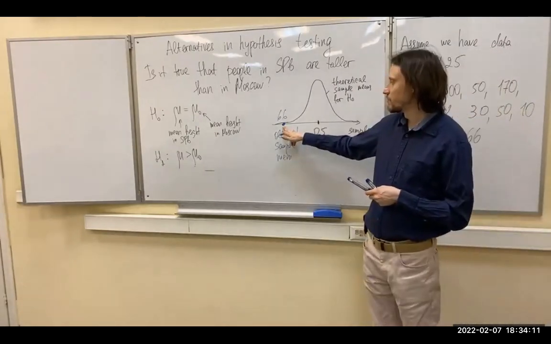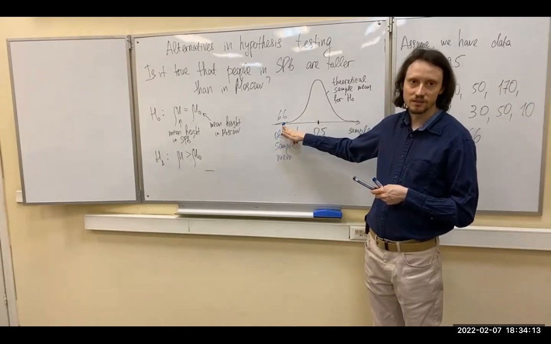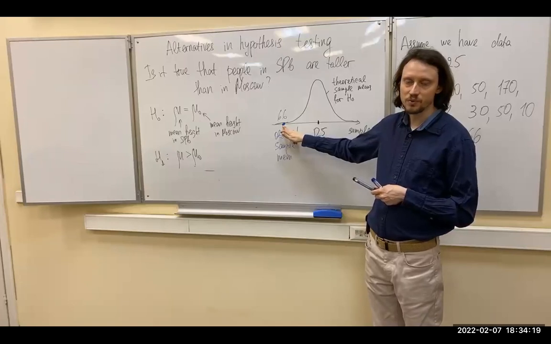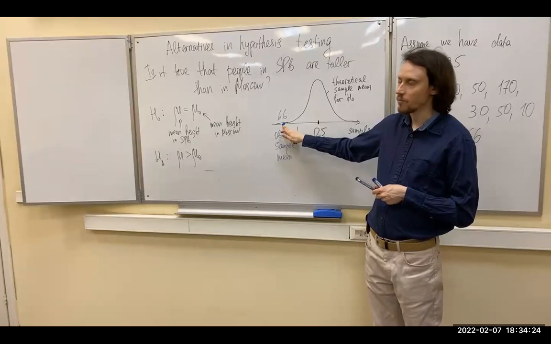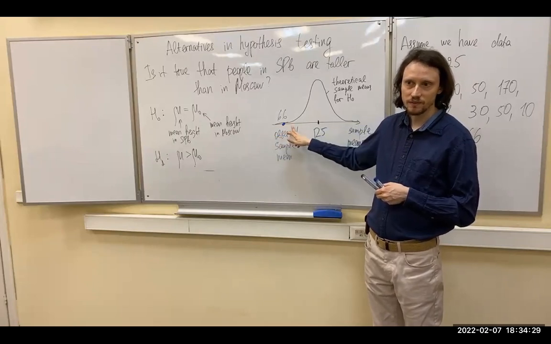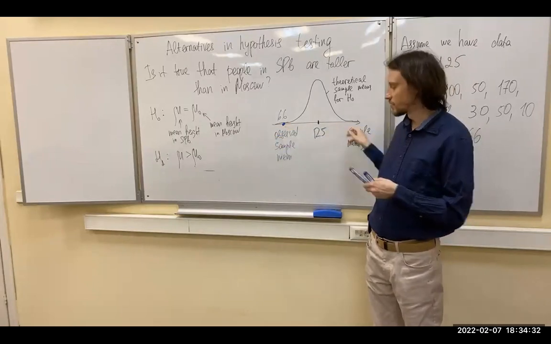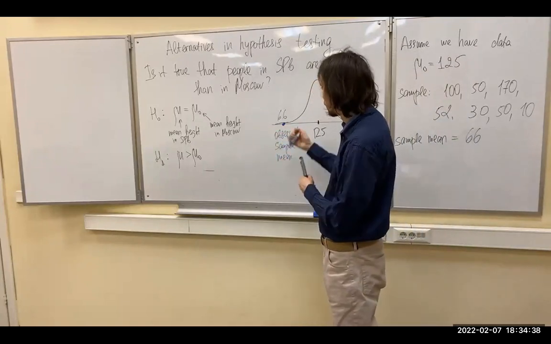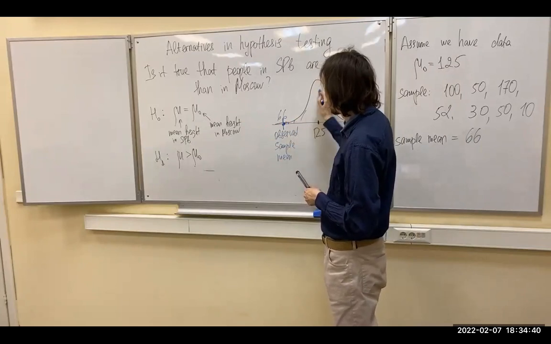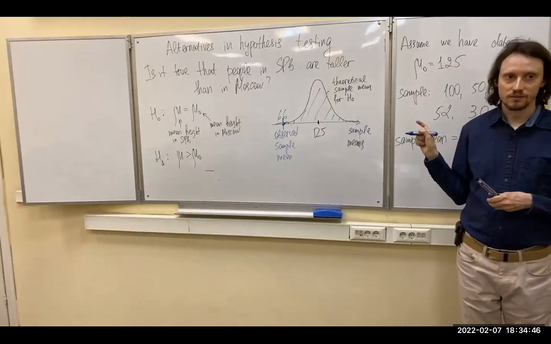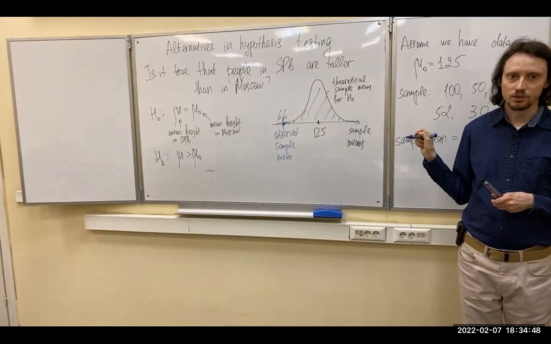Which data are more in favor of the alternative than 66? Where are the corresponding means located that are more in favor, more in support of this alternative? Everything on the right. Yeah. And actually, if you find the corresponding p-value in this setting, then you will get a value which will be very close to one. And you will not reject the null hypothesis, of course.